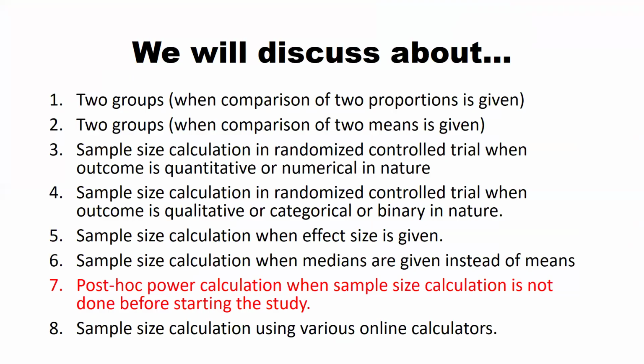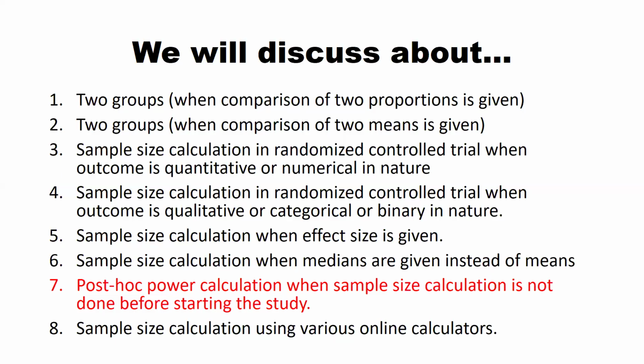Two groups, when comparison of two proportions is given. Two proportions means the primary outcome variable is of the frequency, percentage, qualitative type. So there are two groups: group 1 proportion and group 2 proportion. We are comparing two group proportions, and both are independent groups.